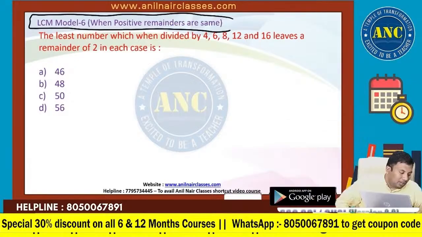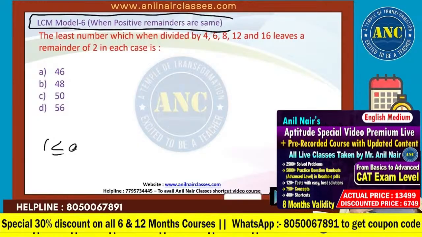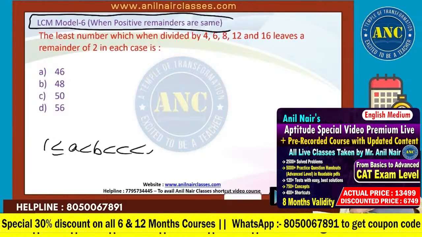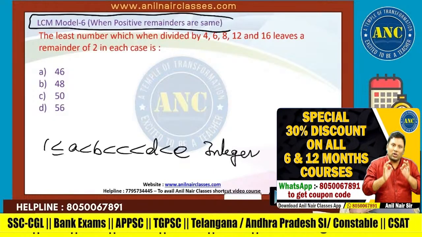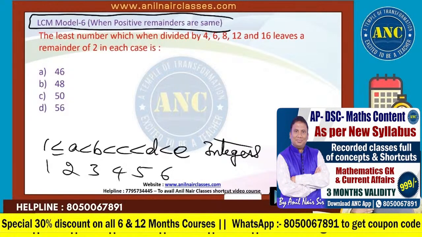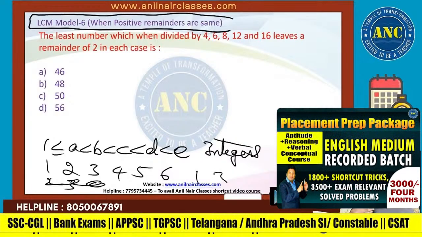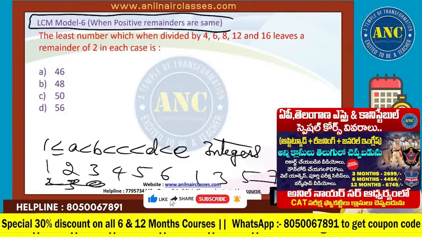If the numbers are in geometric progression, how will you take the values? You will take 1 less than A less than B less than C less than D less than E. They are integers, so you can take 1, 2, 3, 4, 5, 6. Check with 2, 3, 4, and 1, 3, 5, 7, 9 and everything. Check whatever is the smallest. The catch is in geometric progression. Now see here.